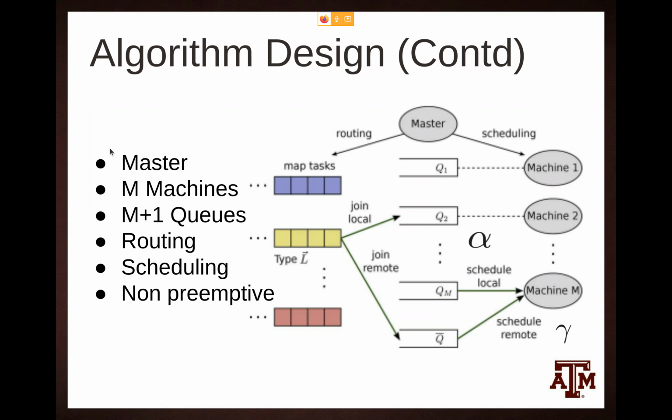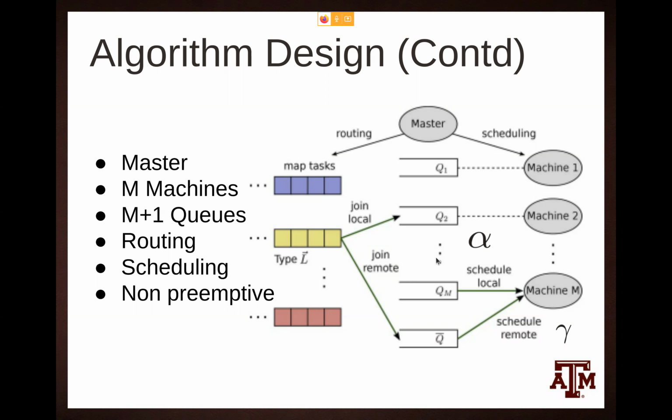So we have a single master, and there are M machines. The master maintains a queue for each of the machines. Each queue holds the tasks that have to be handled by that machine, based on locality. If the data for a task is stored in a particular machine, the task is queued in that machine's respective queue. There is also a common queue for all the machines that the master maintains. So altogether, there are M plus one queues.